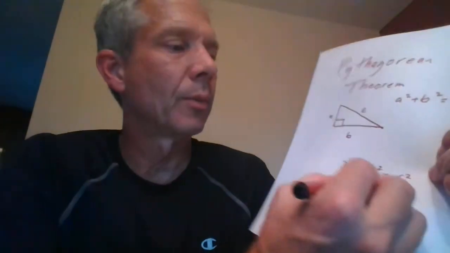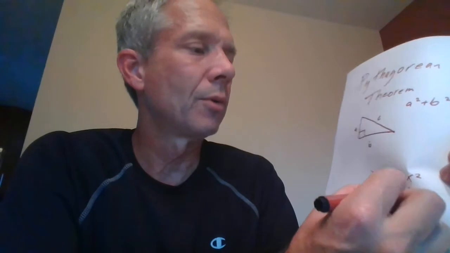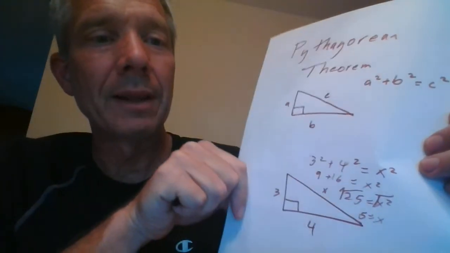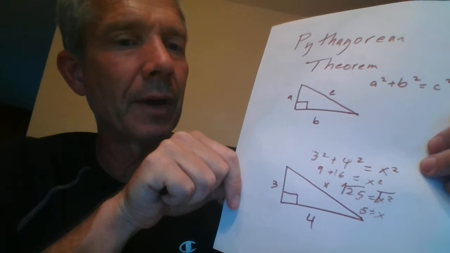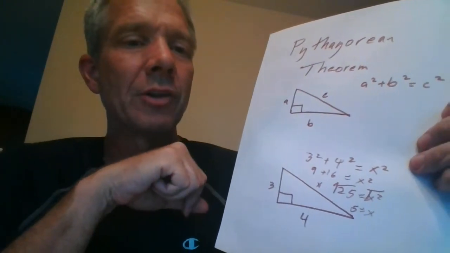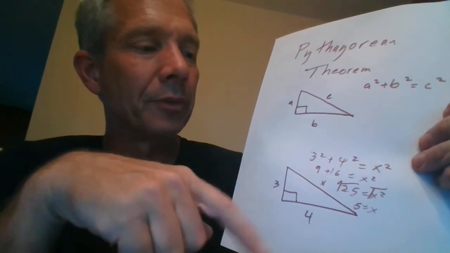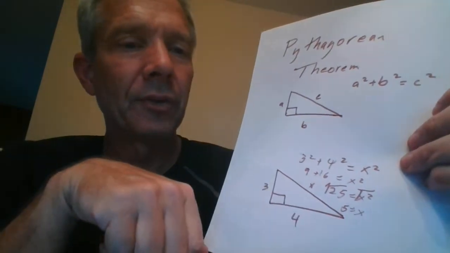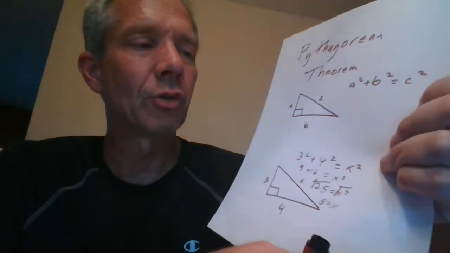Because if we take the square root of both sides, square root to undo the square, we end up with the square root of x squared is x, and the square root of 25 is 5, so we know that side is 5. 3, 4, 5, very common, what's called a Pythagorean triple, comes up on a lot of test problems. If you see 3 and 4, just know it's 5. You can work it out, but it's going to show up a lot.